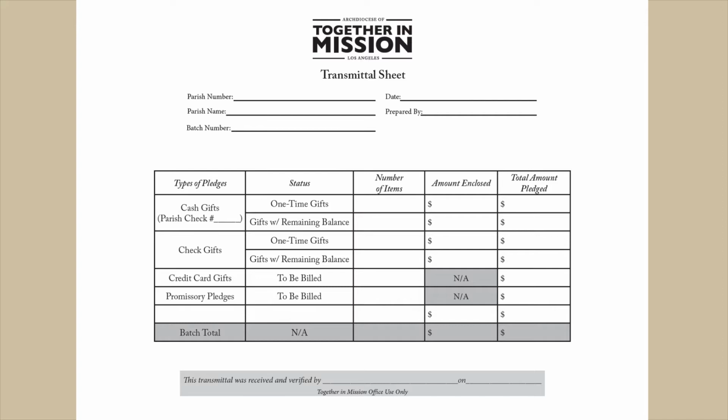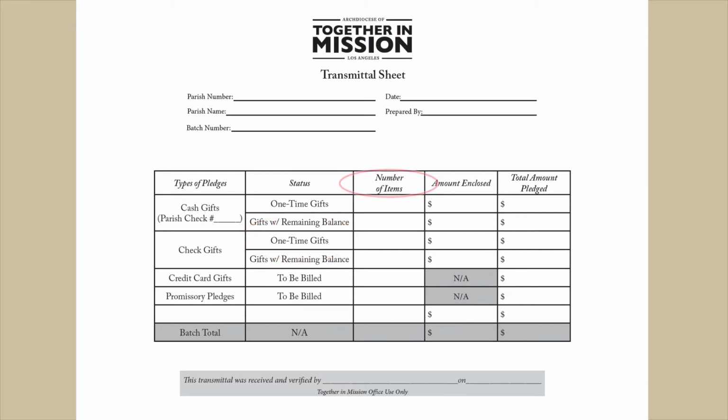We have broken down the types of pledges into 4 different types: cash gifts, parish check gifts, credit card gifts, and promissory pledges. Beyond these 4 types of pledges, there is the status of each one. For pledges made with cash or check gifts, there are 2 statuses: one-time gifts or gifts with a balance remaining. For pledges made by credit card gifts or promissory pledges, their statuses are to be billed.